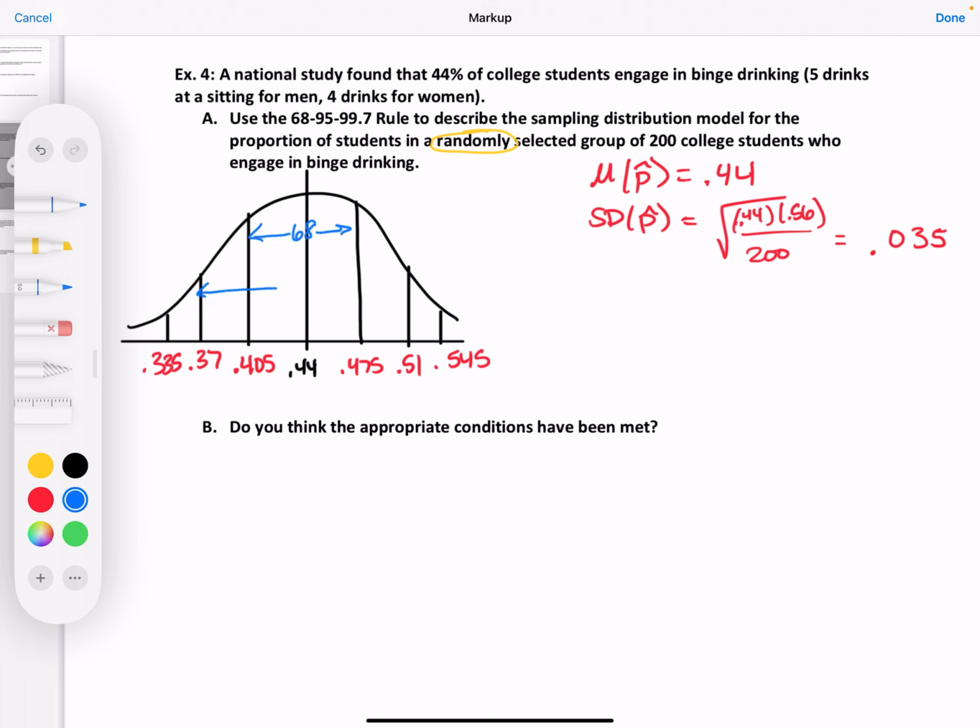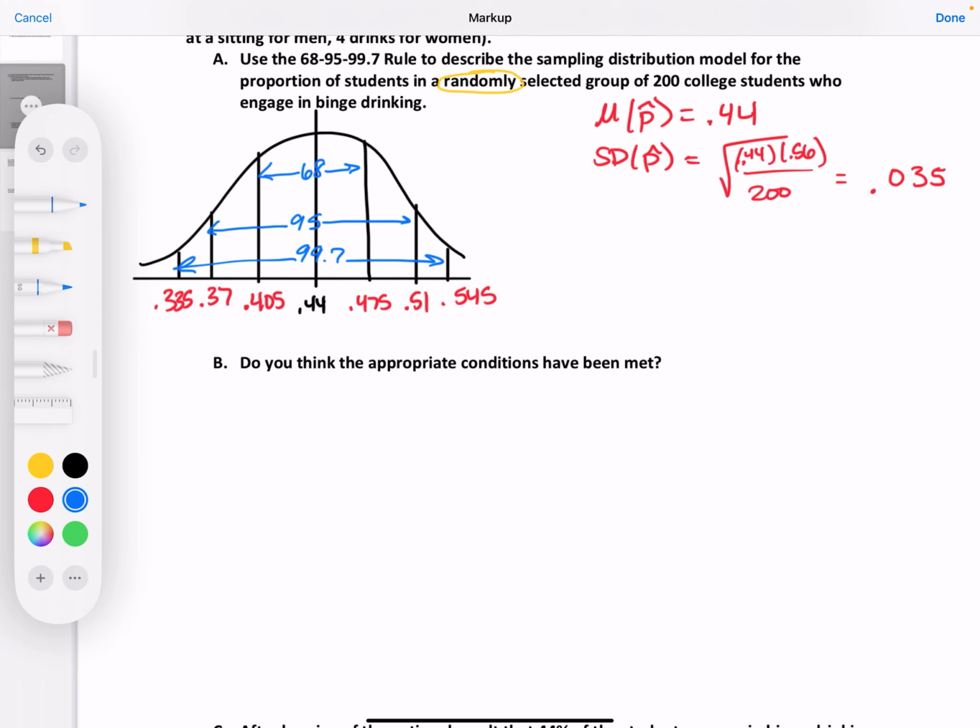So 68, 95, 99.7. So basically from that, we would say that if you were going to actually really write it out, but I'm not because it's already pictured, that 68% of the samples of size 200 are expected to have 40.5% to 47.5% binge drinkers. 95% of the samples are going to have 37 to 51% and so on and so forth that are binge drinkers. So that's all that means.